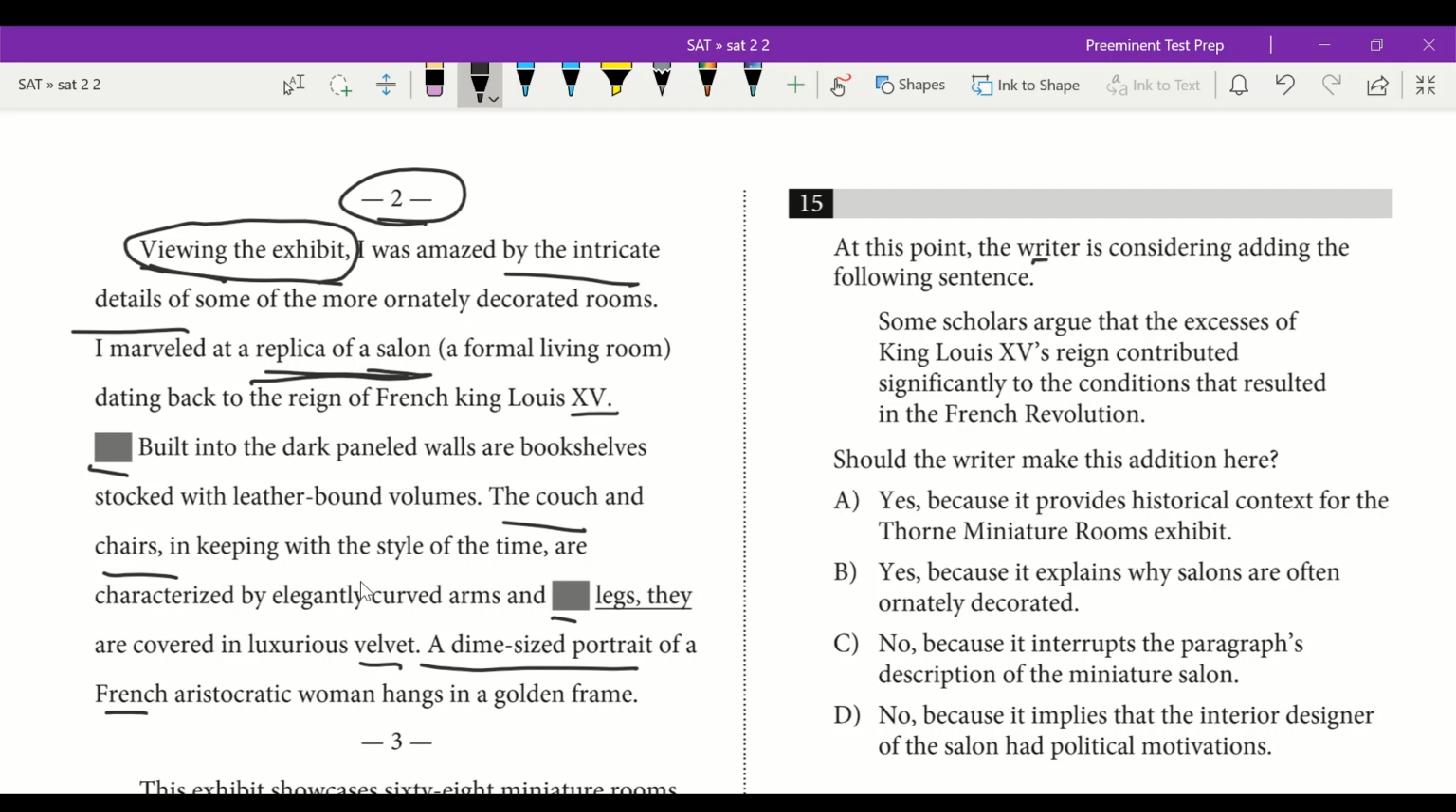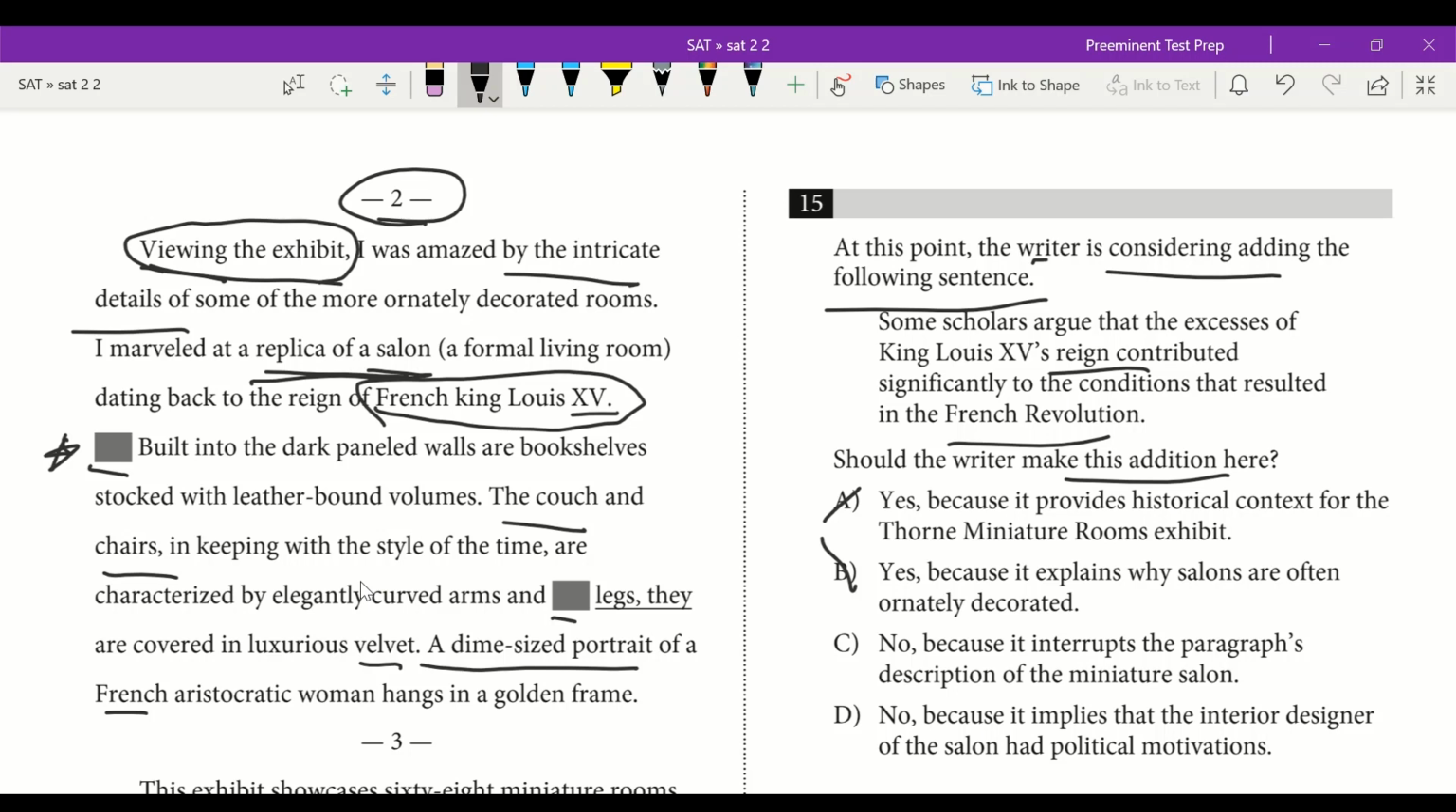All right, so we're asked for 15 right here. At this point, the writer is considering adding the following sentence. Some scholars argue that the excesses of King Louis XV's reign contributed significantly to the conditions that resulted in the French Revolution. What are we discussing here? We don't actually care about French King Louis XV, right? Our discussion is about the furniture. We're giving details about the furniture throughout this whole paragraph. So we don't really care about the French Revolution and what his reign did, right? So should the writer make this addition here? No, because it's irrelevant.